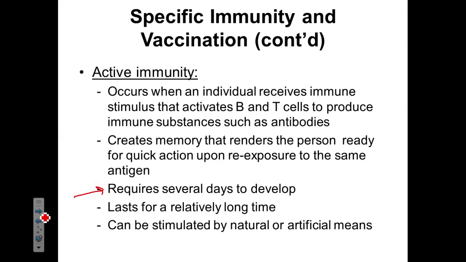Active immunity requires several days to develop. Typically, it's going to take about a week to develop. And this active immunity can last for a relatively long time, years, decades to a lifetime, depending on how it was developed. And we can have active immunity develop from either natural or artificial methods.